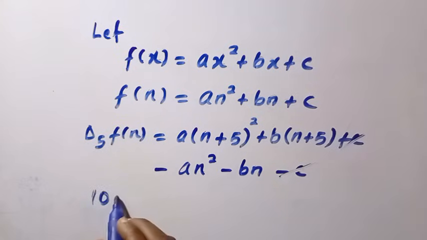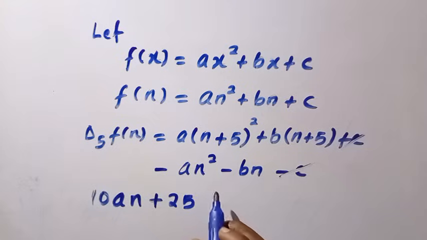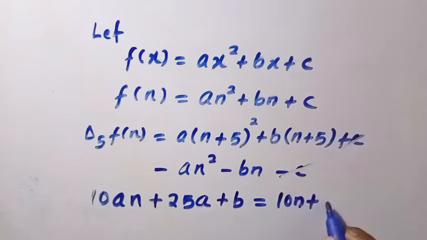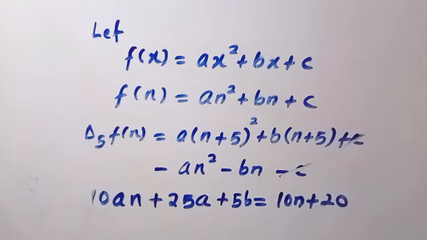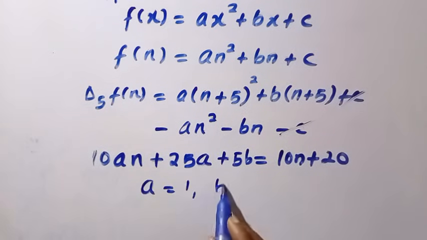When we expand all this, plus c minus c cancels, and this side gives us 10an plus 25a plus 5b, equals, on the other side, 10n plus 20. By comparing the coefficients, we have a equals 1 and b equals minus 1.